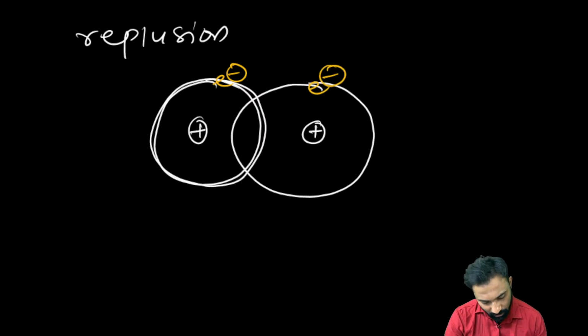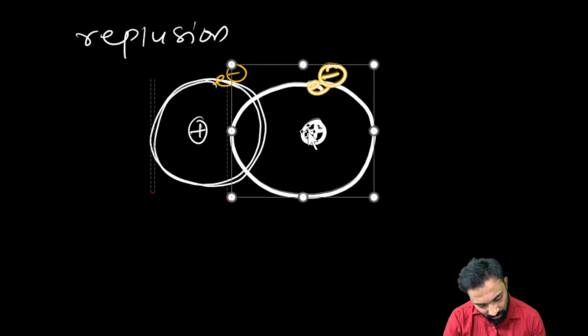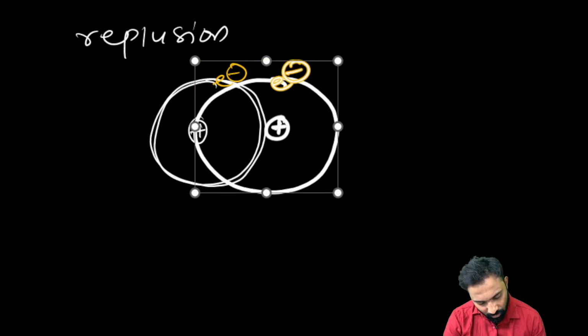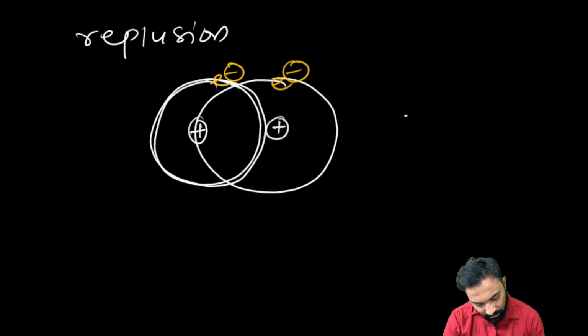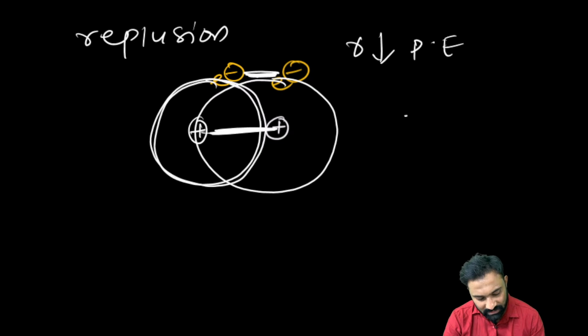Right? Now still if I bring this close, what happens? Now you can see, still if I bring this into the overlapping region, what will happen? This electron will repel, this nucleus will repel, electron will repel, nucleus will repel. Means as the radius decreases, potential energy increases, stability decreases.